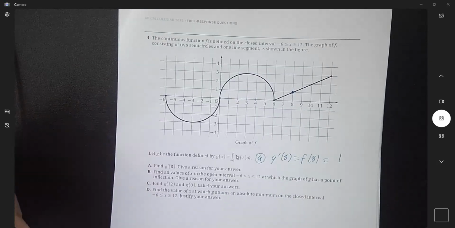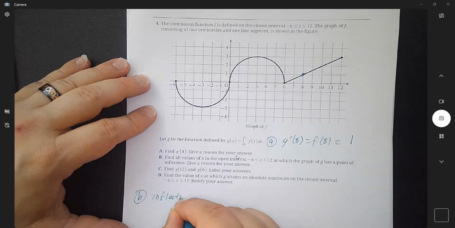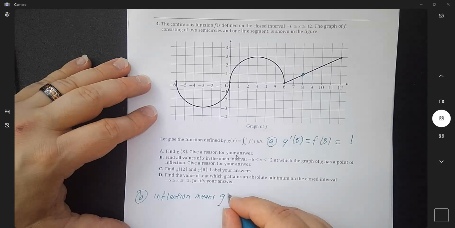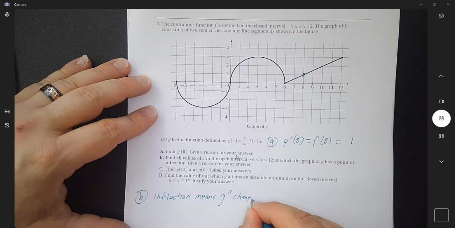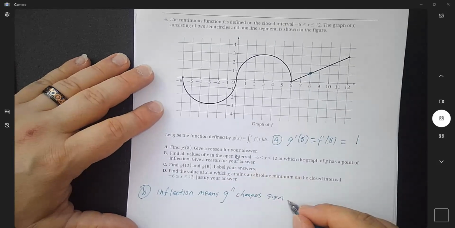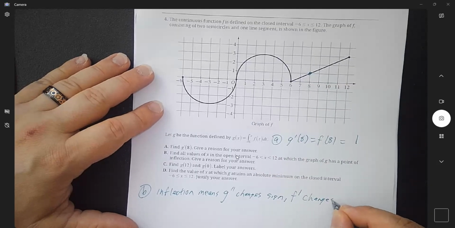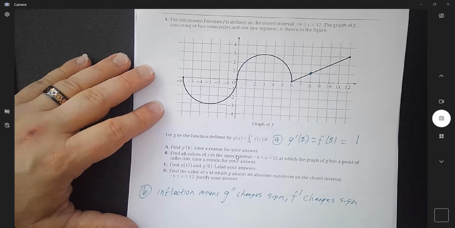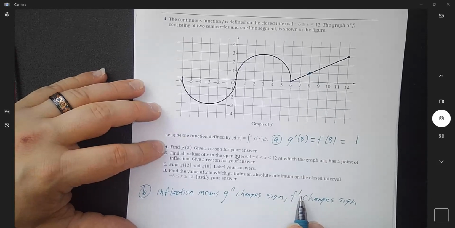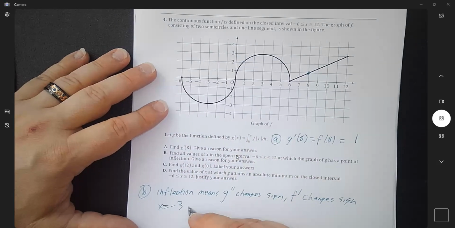Find all values of x in the open interval at which g has a point of inflection. Okay, so B: inflection means g's second derivative changes sign, which means f's first derivative changes sign. So from negative 6 to 12, when does the derivative change sign? When the slope goes from negative to positive, that's x equals negative 3.